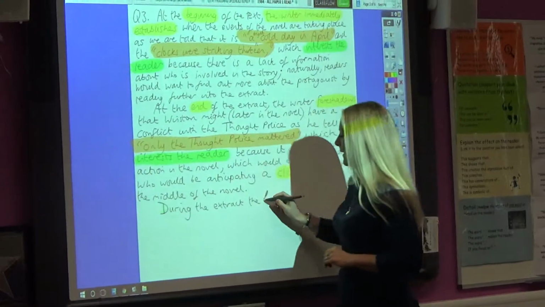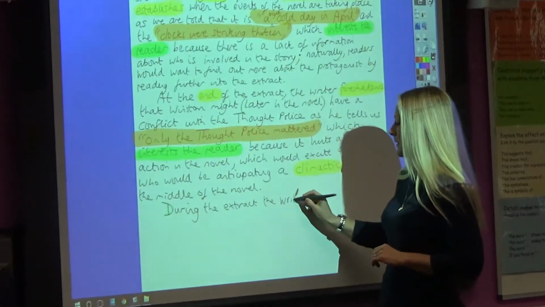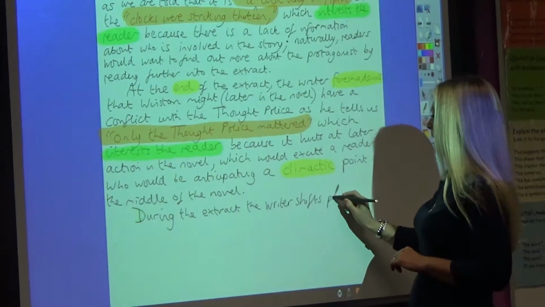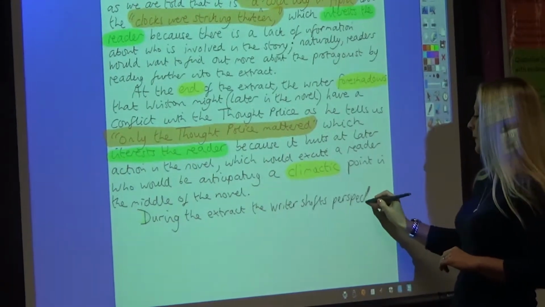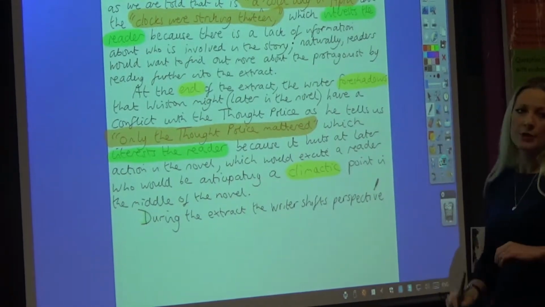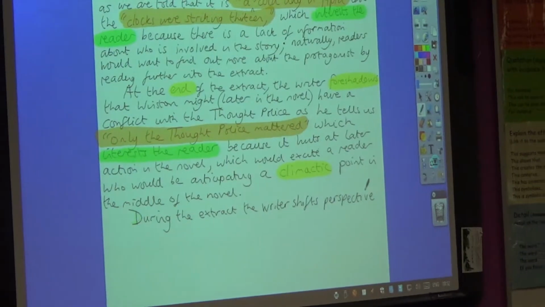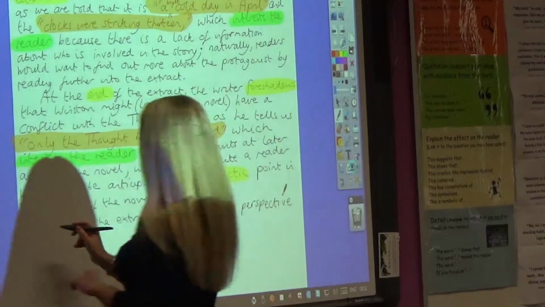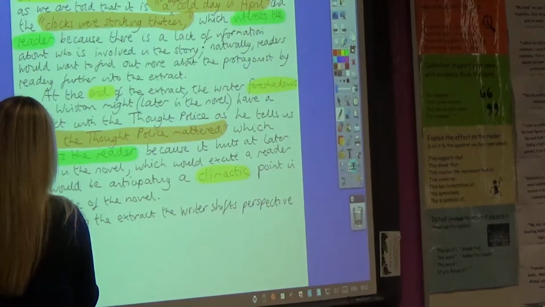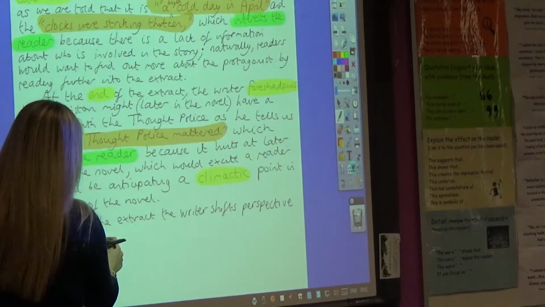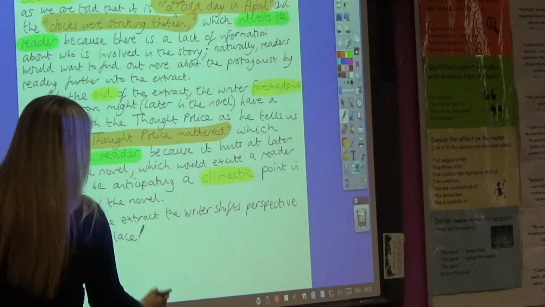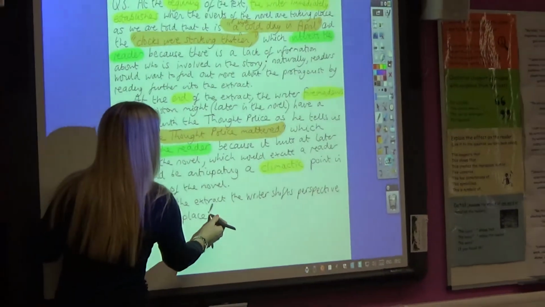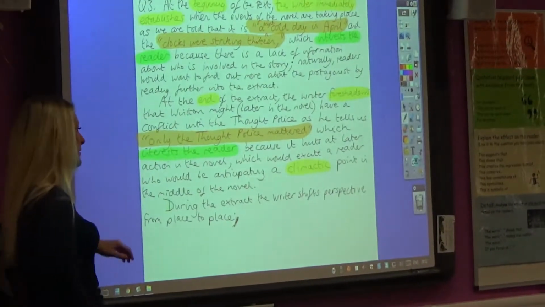Go on, how did you phrase it again? During the extract, the writer does what? Shifts places. Okay. I'm just going to get the word perspective in there as well. What did I say is another word you can use instead of perspective? It begins with F. Focus, yeah. So the writer shifts perspective from place to place. Now we've got to be specific and back that up with textual evidence.